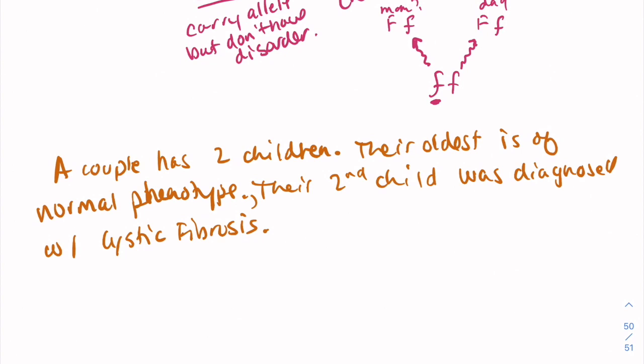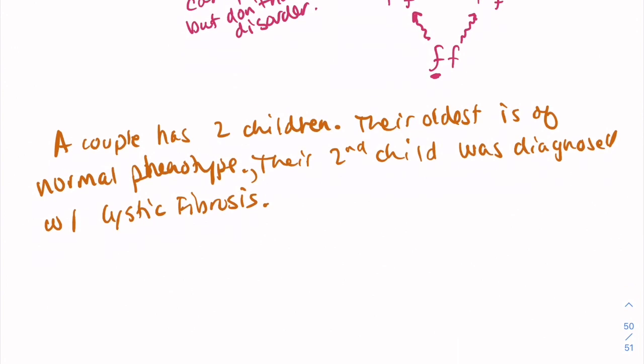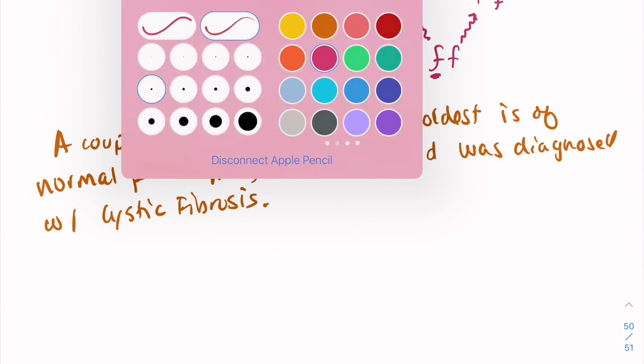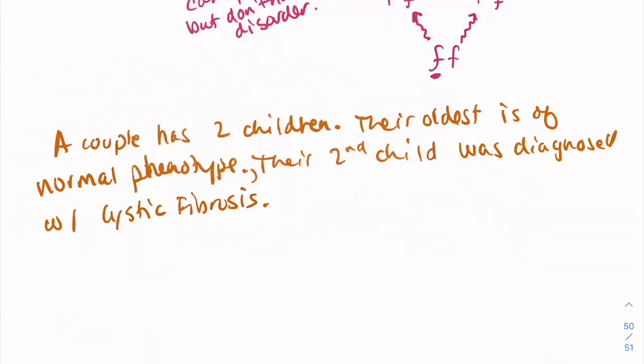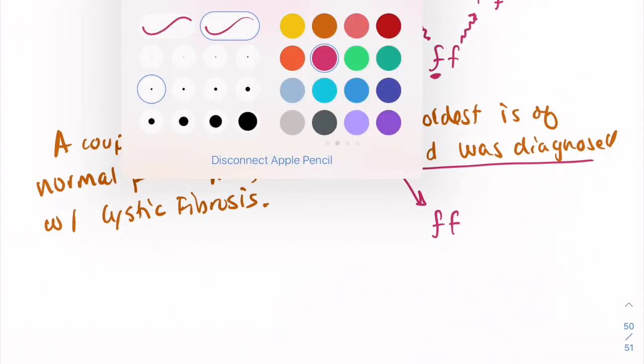What's everybody's phenotype here? Or sorry, what's everybody's genotype here? Well, we already determined that their second child is diagnosed with cystic fibrosis. That means their second child must be homozygous recessive, huh? Okay, one more thing we need to know about the parents. We do need a little bit more information here, don't we?